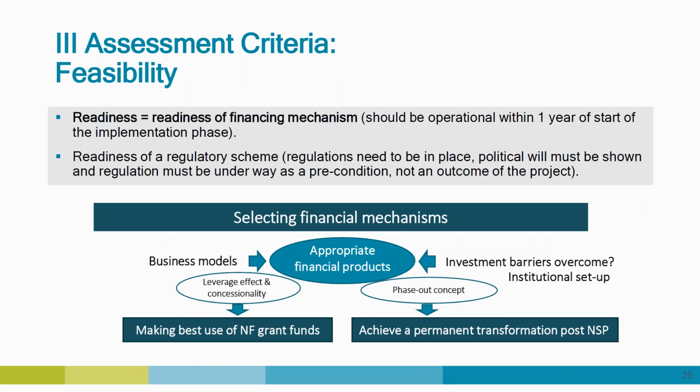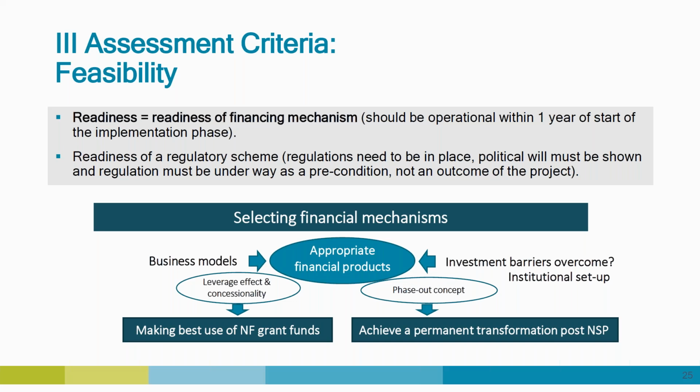Now let's turn to the second general criterion, feasibility. Under this criterion, we critically assess the readiness of the proposed outline for implementation. Here, we refer both to the readiness of the financial mechanism, which should be operational within 1 year of the start of the implementation phase, and of the policy or regulatory reform. The diagram illustrates some of the factors to be taken into account when designing the appropriate financial instrument for the NSP. The phase-out concept is another important issue, which allows us to assess how the NSP achieves a permanent transformation effect after the NSP funding has ceased.